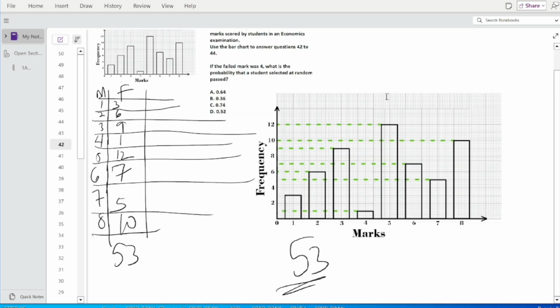It says, if the failed mark was 4, what is the probability of selecting a student at random that passed? So people who passed will have to start from 5 marks. So we have 12 plus 7 plus 5 plus 10. So total number of people who passed, will have to add all of this together and sums up to 34.